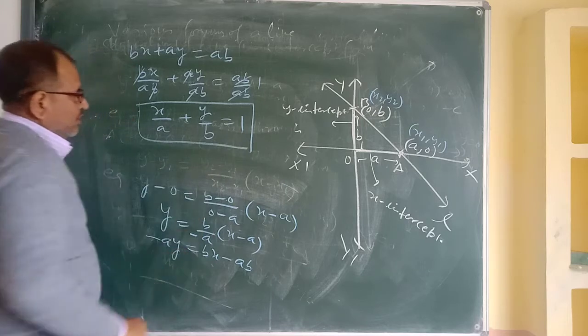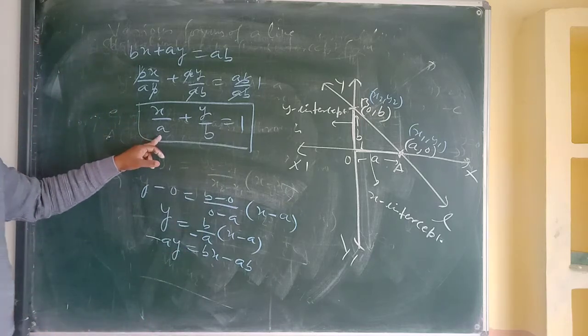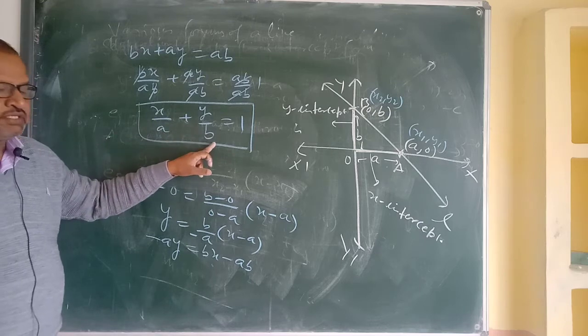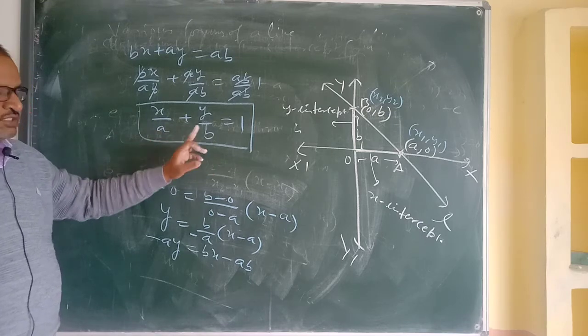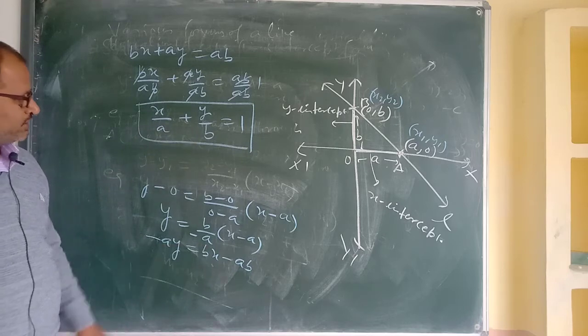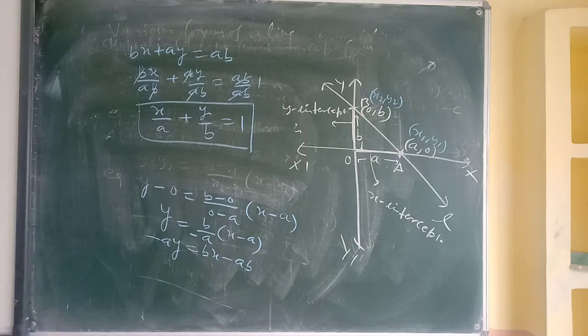This is the equation of a line in intercept form, where a is the x-intercept and b is the y-intercept. If both the intercepts are known, you can use this relation to find the equation of the line.